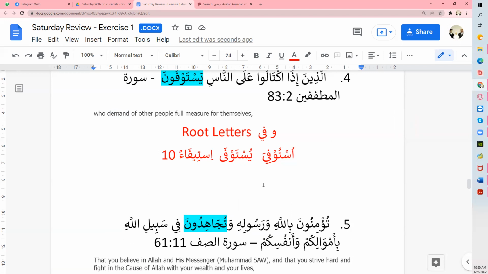This is, they were asked to give full measure. So these people demanded from other people the full measure. The term here is to ask. The Arabic term to ask is actually, remember this word? At-talab. Talaba is to ask. So at-talab is the meaning here.